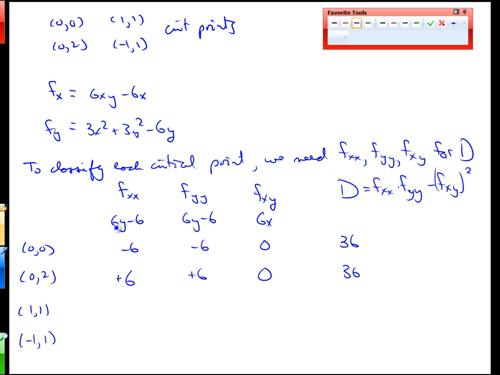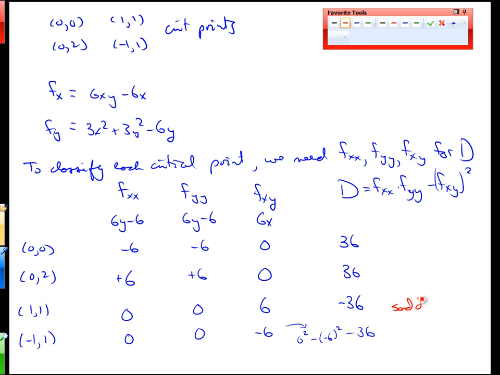Going right along, at 1 we'd have 6 minus 6, that's 0. 6 minus 6, that's 0. 6x would be 6. 0 squared minus 6 squared, minus 36 here. And 6y, that's 0 again, same thing. And 6x, but x is -1. Have to be careful with this. Remember, this will be 0 squared minus 6 squared. That's positive 36 with a negative out front, negative 36.